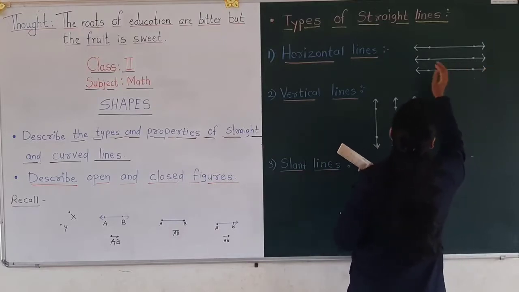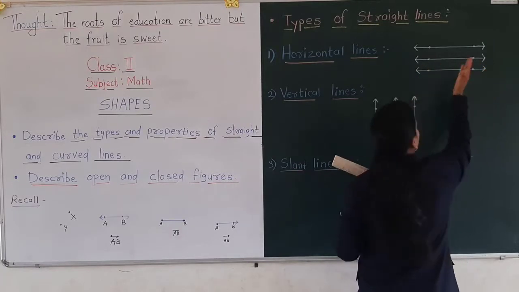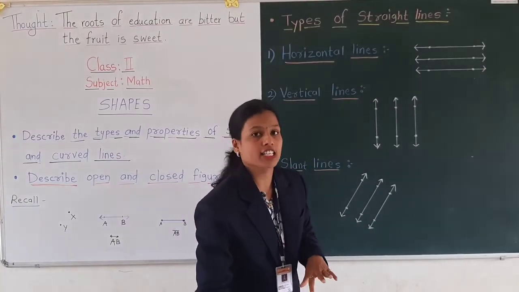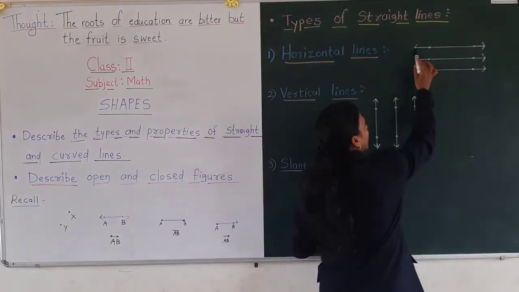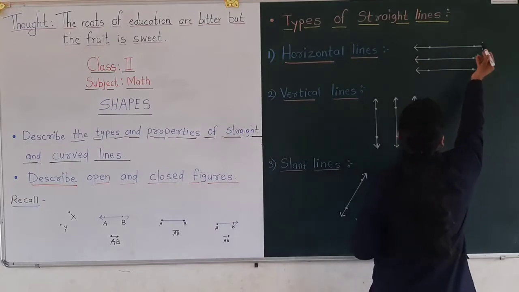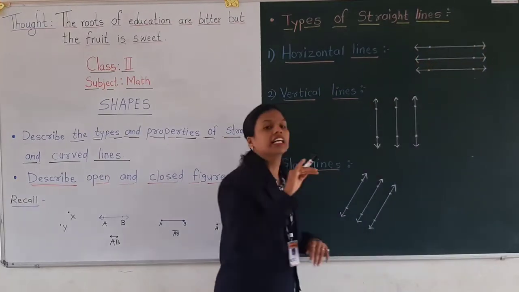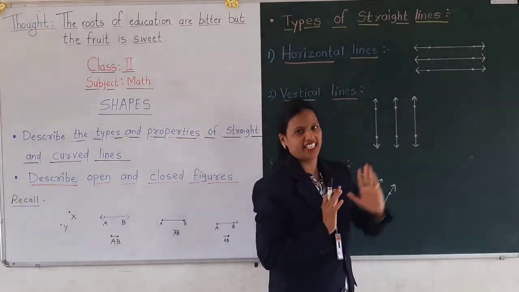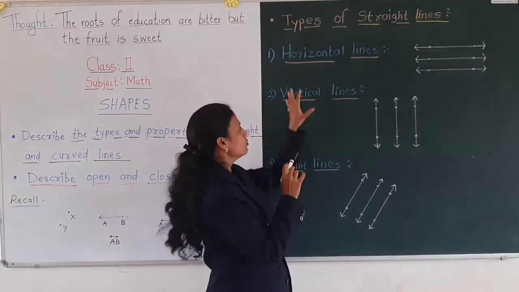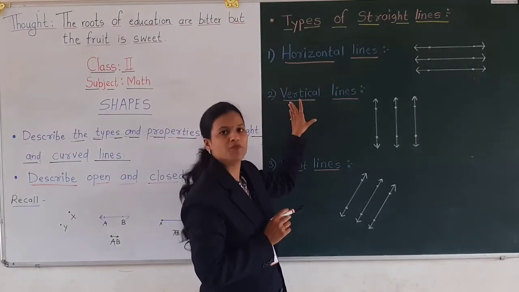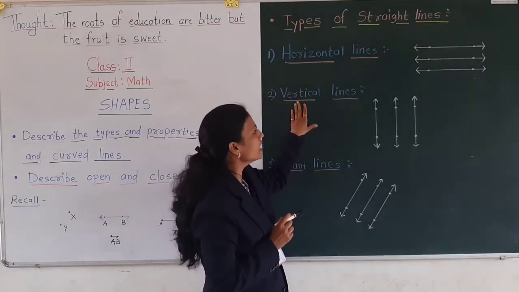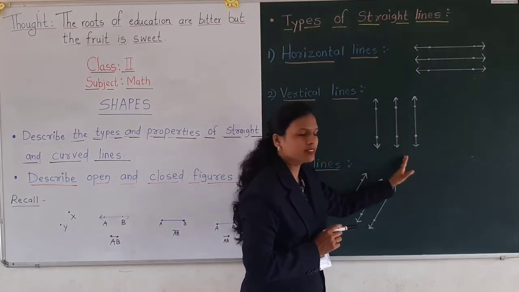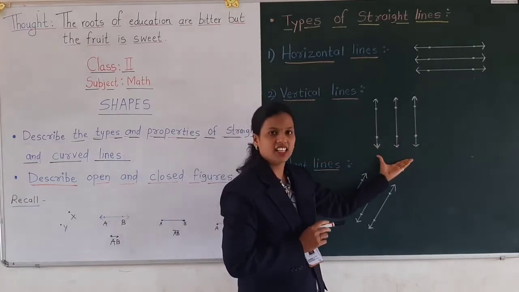The sleeping lines we can draw from left to right or right to left, from both sides. The lines which can be drawn from left to right or right to left, these sleeping lines are called horizontal lines. Right? Shall we move to the next point? The next type is vertical lines. If you observe carefully students, what type of line is it?